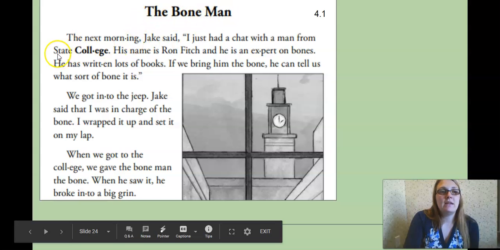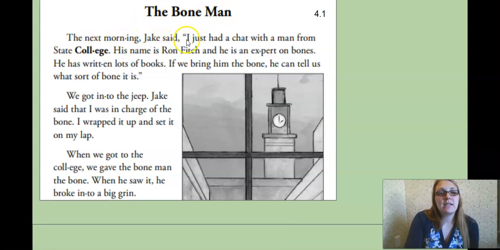The Bone Man. The next morning, Jake said, I just had a chat with a man from State College. His name is Ron Fitch, and he is an expert on bones. He has written lots of books. If we bring him the bone, he can tell us what sort of bone it is. We got into the Jeep. Jake said that I was in charge of the bone. I wrapped it up and set it on my lap.